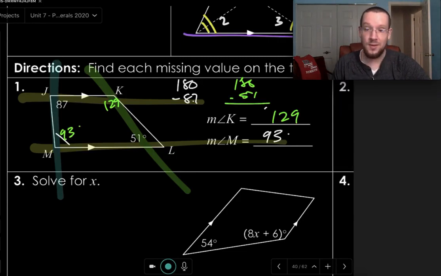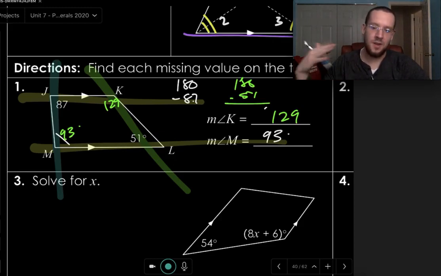And again, we've been doing this since September, and that last section we had on, what are these things called? Polygons. Kind of warmed us up to this idea.